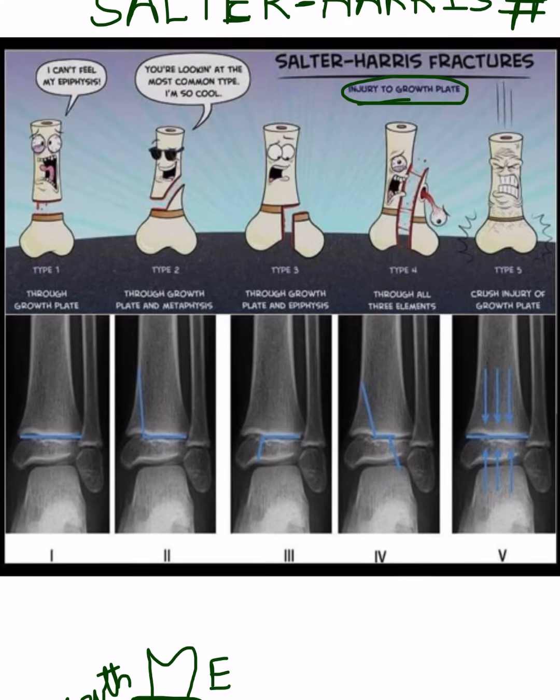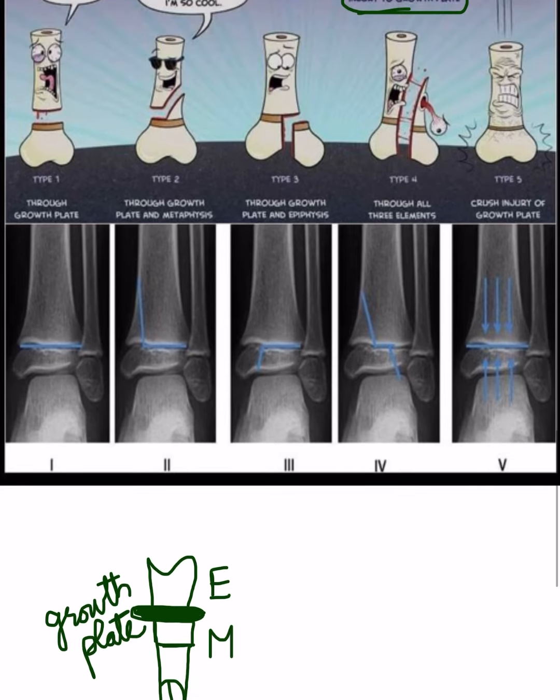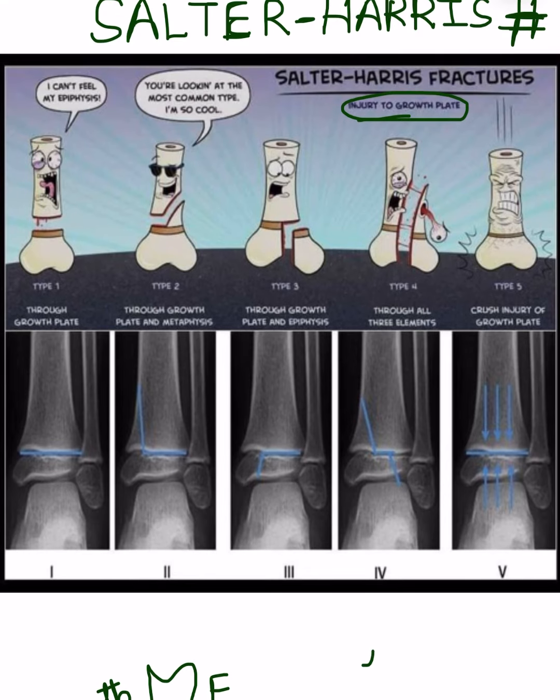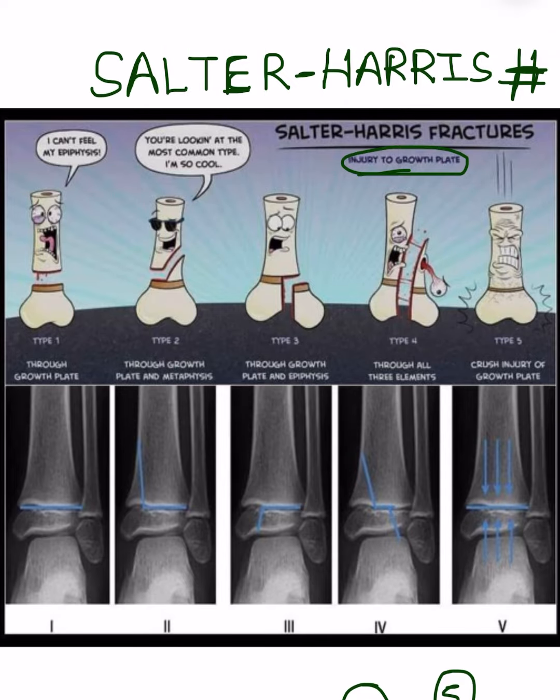The Salter-Harris fracture classification is the growth plate fracture classification, and we have 9 types in it. Among them, the first 5 are the most important, and types 6 to 9 are rare forms. We will learn the first 5 types of Salter-Harris fracture: types 1, 2, 3, 4, 5.